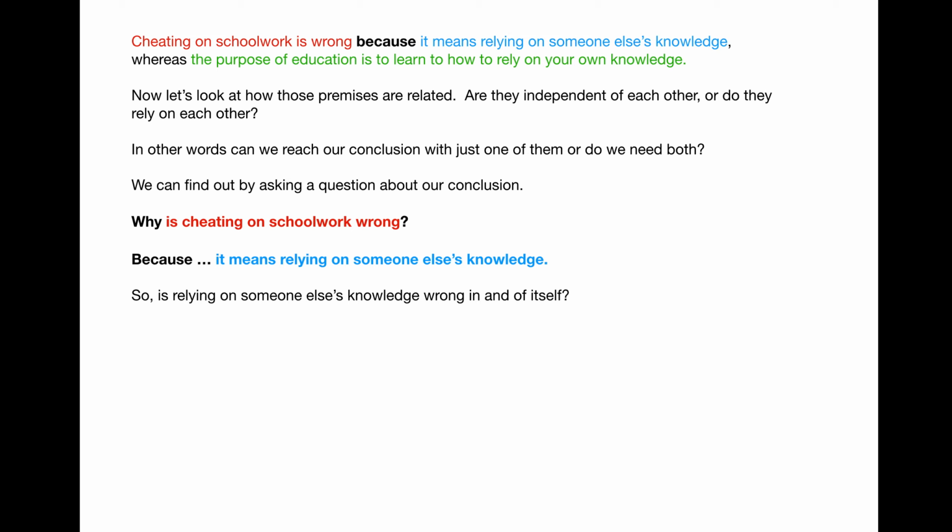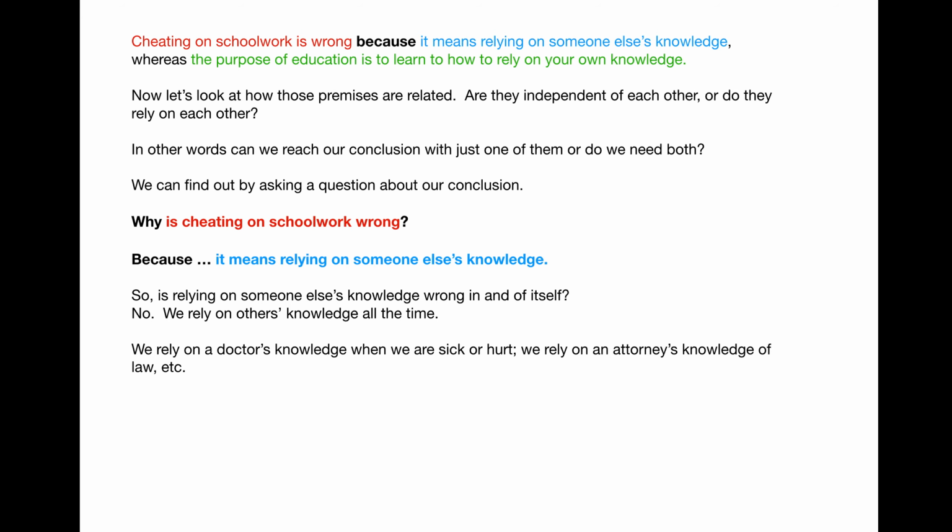Okay, but relying on someone else's knowledge isn't wrong in and of itself. There's nothing wrong with relying on someone else's knowledge in some circumstances. It's like we rely on a doctor's knowledge of medicine when we're sick or hurt, or an attorney's knowledge of law when we need to go to court, or an IT guy's knowledge of our computer when it breaks and we need to bring it in to fix. So relying on people's knowledge isn't wrong all the time. So why is it wrong? How is it connected to our conclusion? It's not a reason in and of itself.